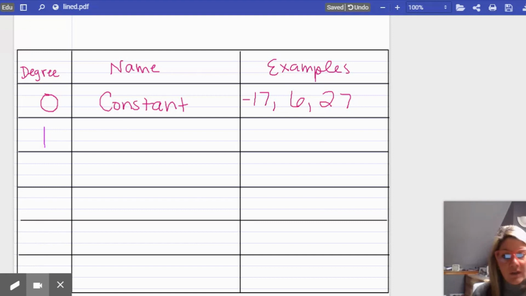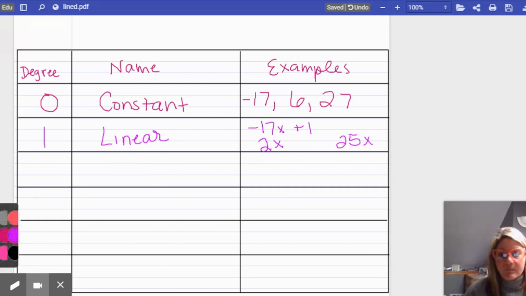So the first degree that we could have besides 0 is 1, and that will give us a linear equation or linear expression. All of you are very familiar with this, and this looks something like negative 17x plus 1, or 2x, or 25x. Do you notice that all of my variables x have only an imaginary 1 as an exponent, so the degree is 1.